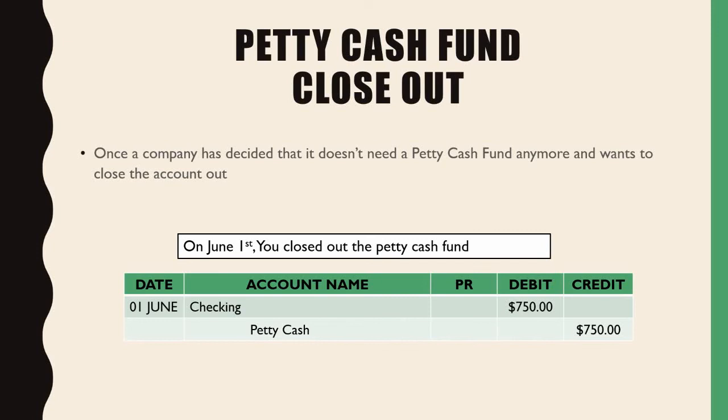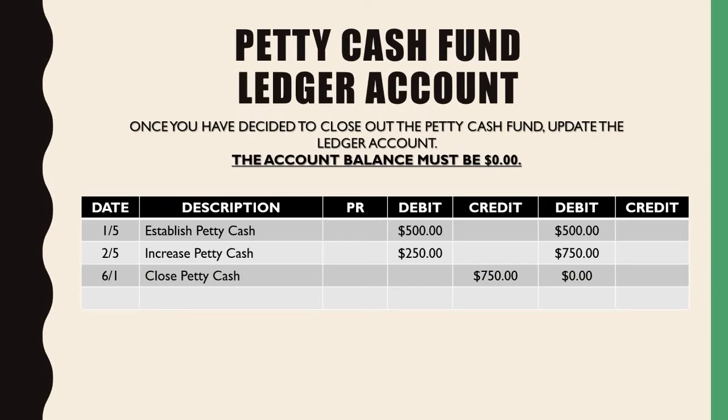If you choose to close out your petty cash drawer, you would debit your checking, because what would you do with the wad of cash? You don't just put it in your pocket. You put it into your checking account and credit your petty cash drawer. Then you update your ledger, and there you are. By closing out the petty cash drawer for $750, your account is now down to zero.